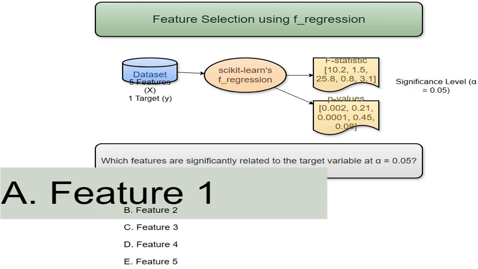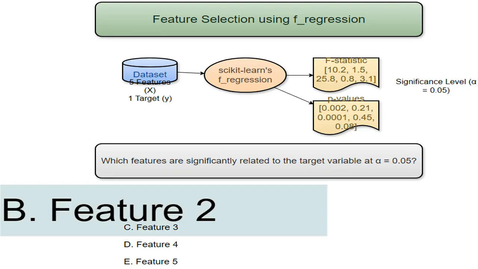Feature 3's p-value is 0.0001, which is much less than 0.05. This indicates a strong relationship with the target. Feature 4's p-value is 0.45, significantly above 0.05. This tells me it's not significantly related and can be removed from the model.